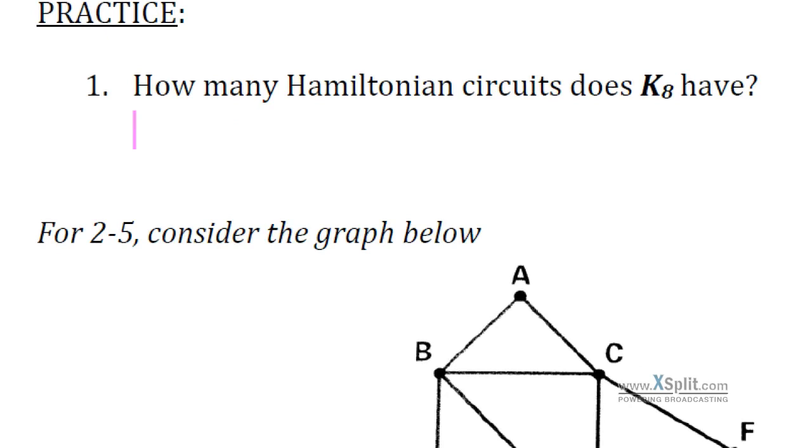Remember, we have this equation for Hamiltonian circuits. Whatever your number is, in this case we have a K8, meaning we have eight points altogether that are all hitting one another, and they are all intertwined together. We've got a line, we've got a line, we've got a line. All of them are connected together. I'm not going to draw all connections because there are a ton of them.